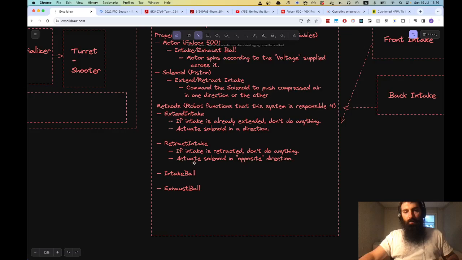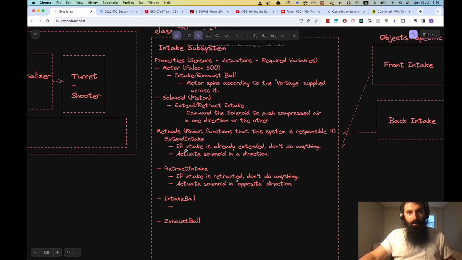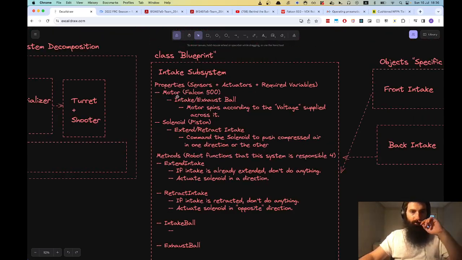And now the more interesting ones are intaking the ball. So when designing this intake ball method, we again look back to what are our properties. We have a motor and we have a solenoid.